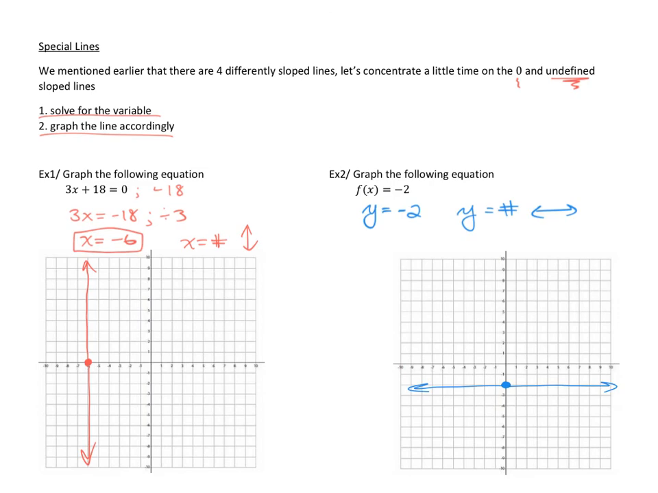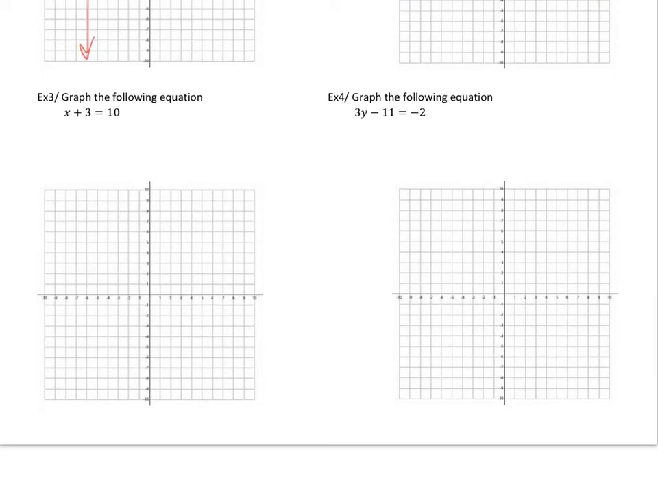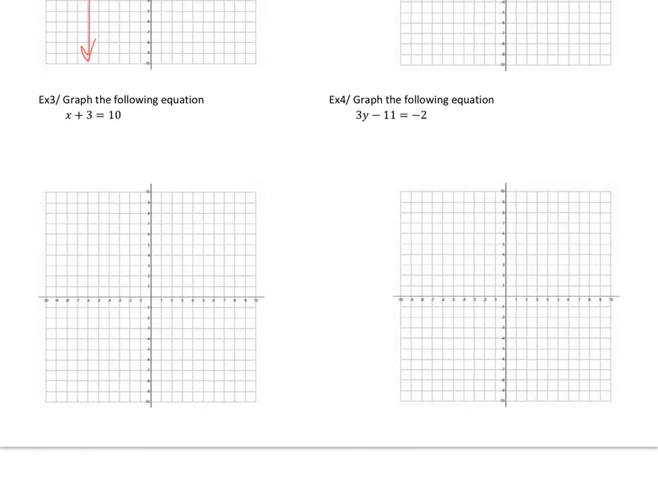All right, let's go on to the last two examples here on this page. We have x equals 3, or x plus 3 equals 10. And I don't even want to get into the steps to solve this. x equals 7. So it tells us which axis to go to and what number we're looking for on that axis. X-axis, number 7, that's over here. And x equals a number will be a vertical line.